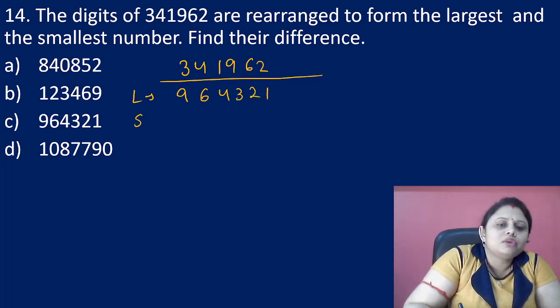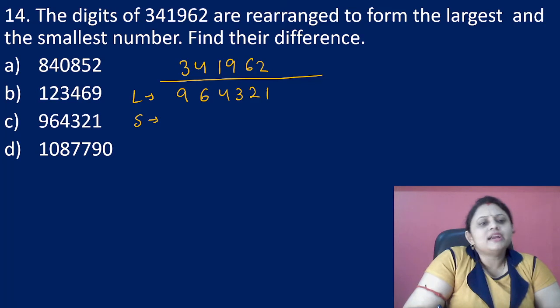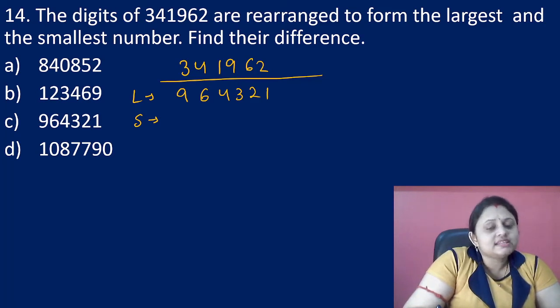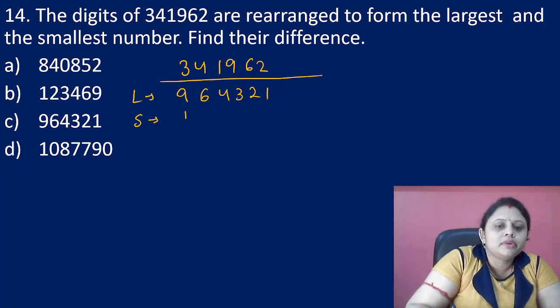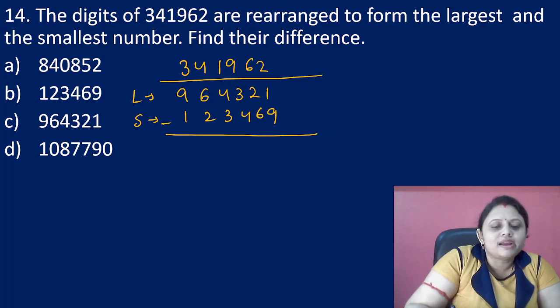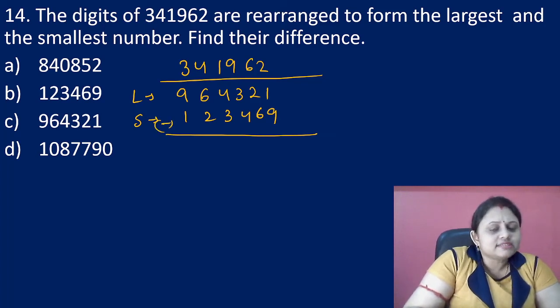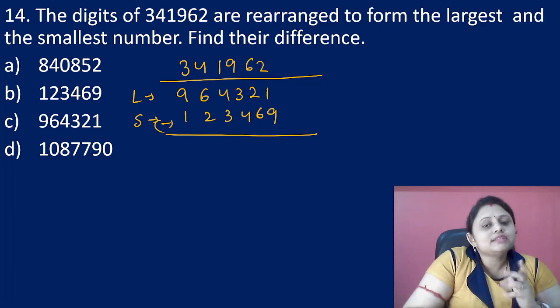Okay, then what will be the smallest number? To write the smallest number, we have to arrange the digits in ascending order. That will be 1, 2, 3, 4, 6, 9. And what do we have to do next? We have to find their difference. So you pause this video, calculate your answer, then check your answer with my answer.